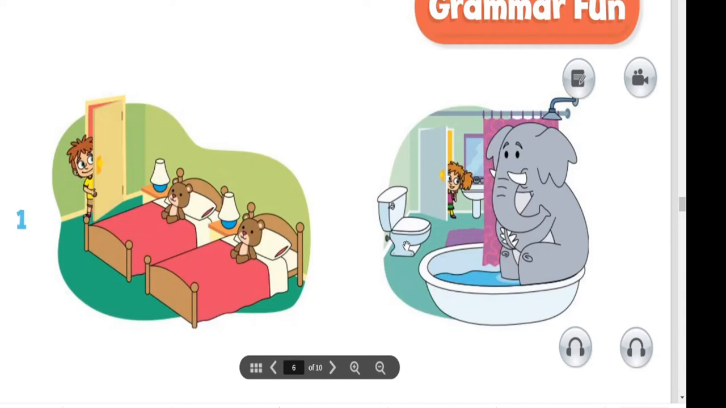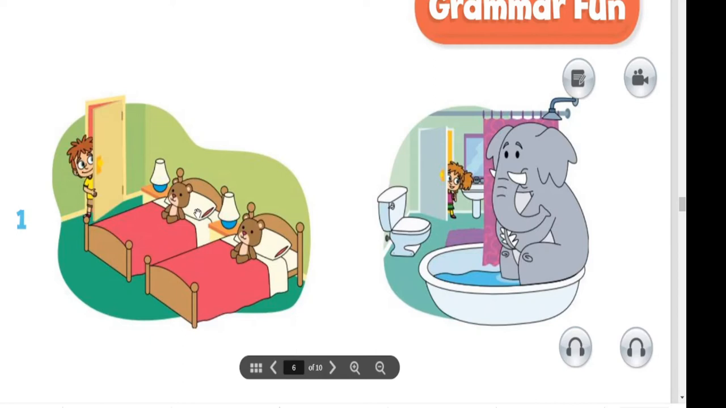Now, let's count here. How many lamps are in the bedroom? One, two lamps. How many bears? One, two bears. How many pillows? One, two. There are two pillows.